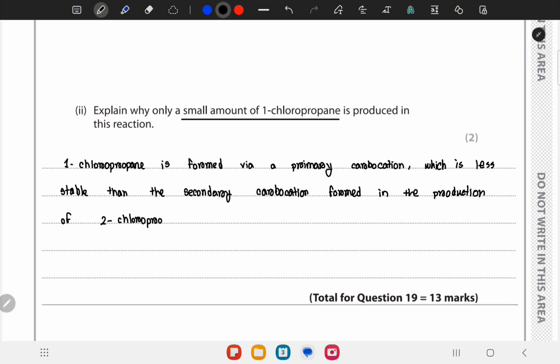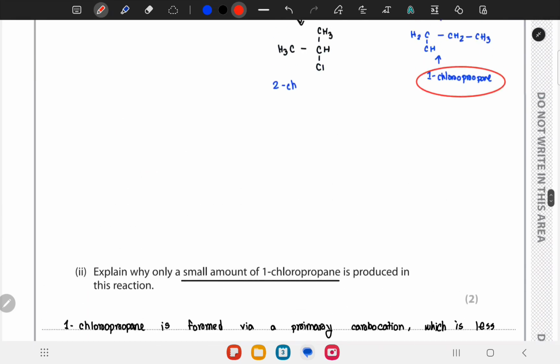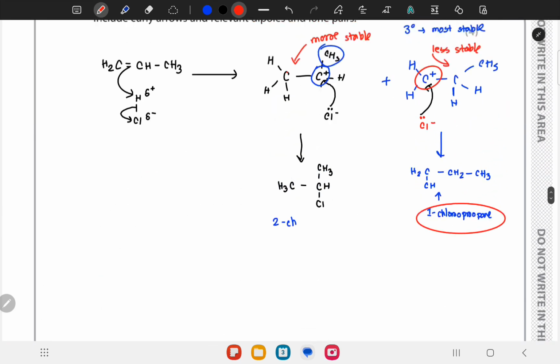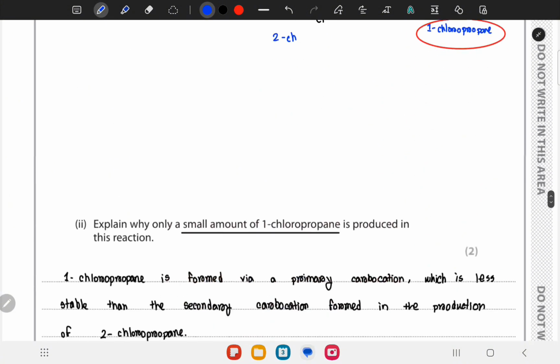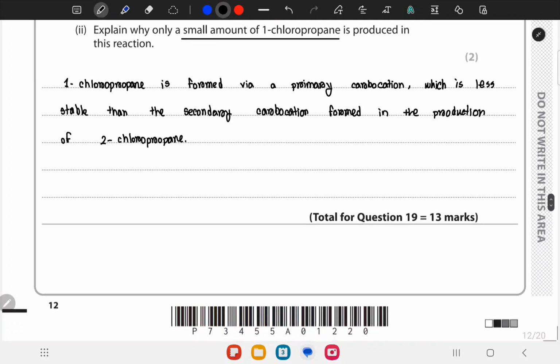So this is how we'd answer this question. We talk about how 1-chloropropane is formed via a primary carbocation. We cannot write that 1-chloropropane is a carbocation itself. We'll lose our marks for that, because this is not a carbocation. This intermediary step is. Same case for 2-chloropropane. We are not telling that 2-chloropropane itself is a secondary carbocation. We are telling that it's formed through a secondary carbocation.